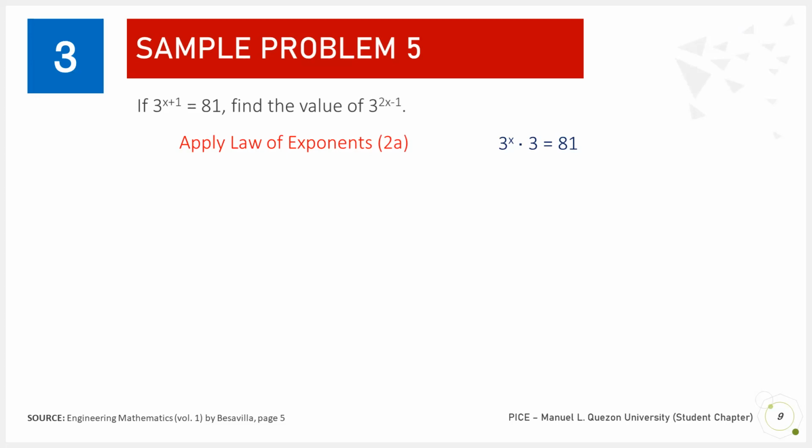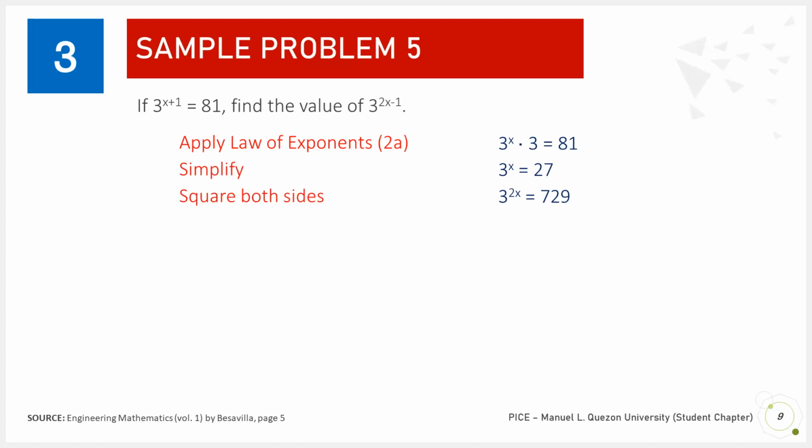And then, we copy the coefficient on the right side, 81. And then, we simplify because 81 is divisible by 3. So, 81 divided by 3 is 27. So, we have 3 raised to x is equal to 27. And the next step is we square both sides to get the value of 3 raised to 2x in our unknown. So, 3 raised to 2x is equal to 729.